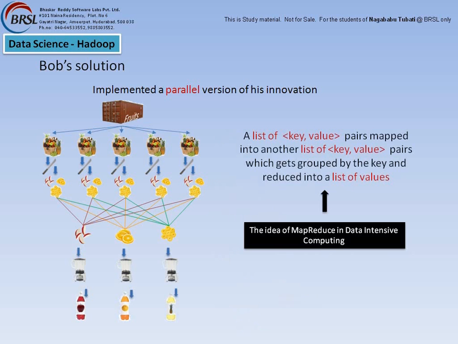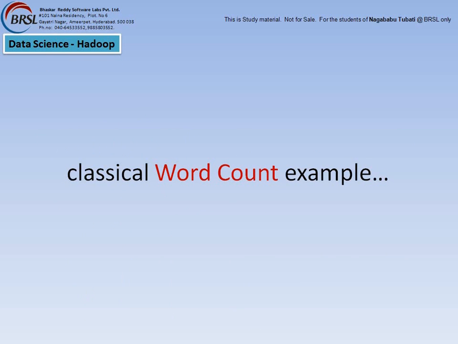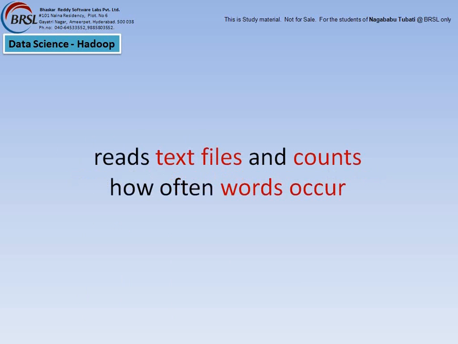In MapReduce, a list of key value pairs will be mapped into another list of key value pairs, which gets grouped by the key and reduced into a list of values. Now let us see a famous example that is delivered in the Hadoop classes. Classical word count example. In this example, we will see how MapReduce reads very large text files and counts how often the words occur.